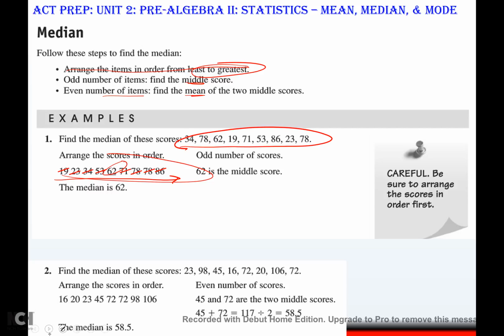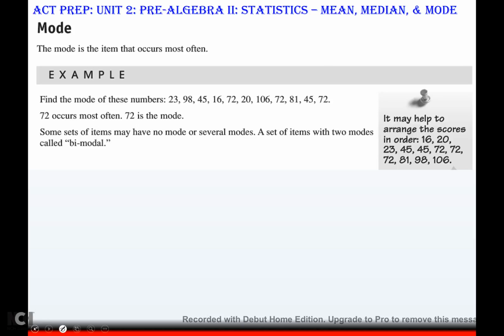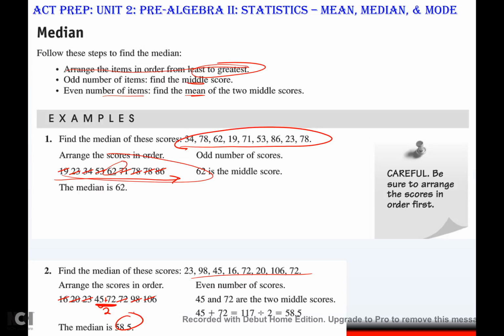When there's an even amount of items, again, you have to put them in order from smallest to biggest, and then work your way to the middle. If I marked out those two, I would have nothing left. So what you do is, the two that are in the middle, you add them up and divide by 2. And that gave me 58.5.